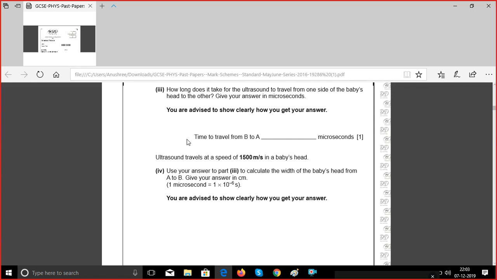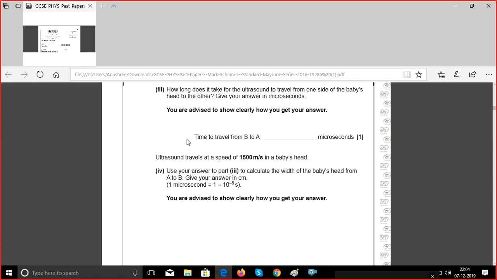So you just need to do 6 times 10 to the minus 6. The speed was 1500 and the time was 6 times 10 to the minus 6. So that would be 9 times 10 to the minus 3. Is it minus 3 or minus 2? Minus 3.